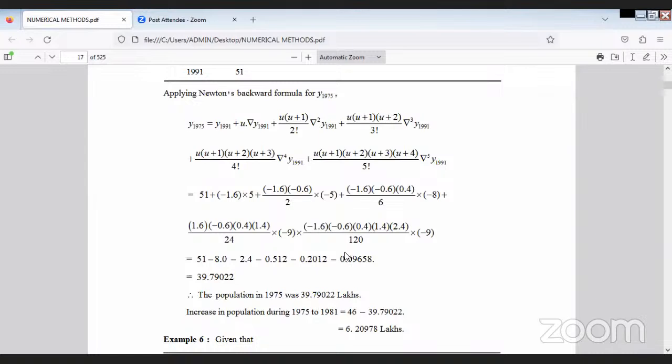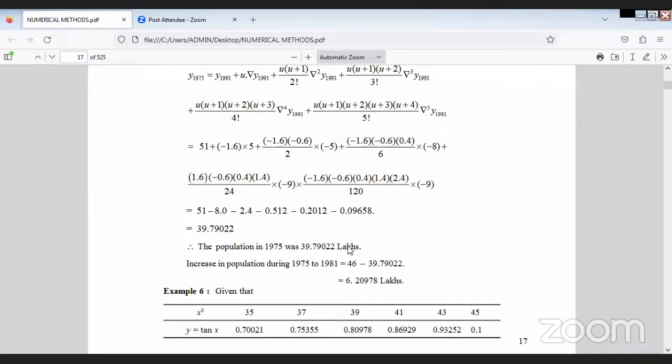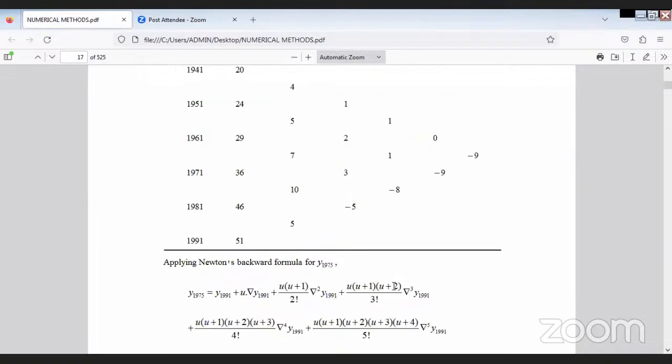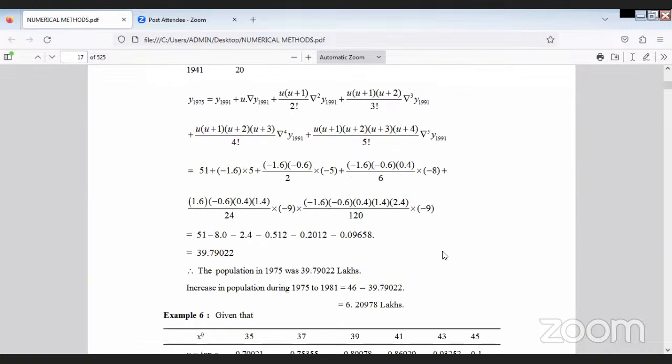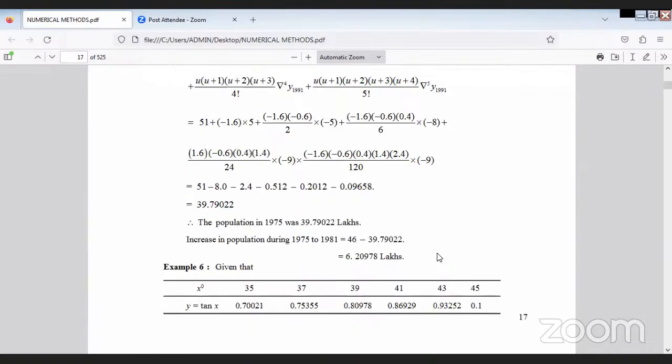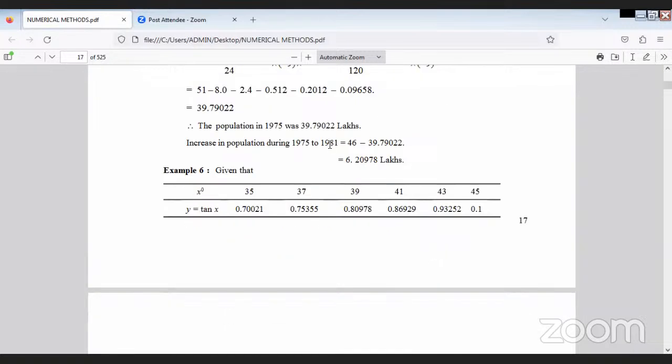So the population of 1975 was 39.79002 as per the formula. So the increase from 1975 to 1981: what is given here? 1981 is 46. So 46 minus 39.79, about 6 lakhs is the increase in population from 1975 to 1981. This is one of the values we are finding here.